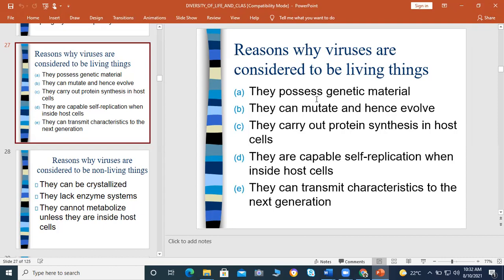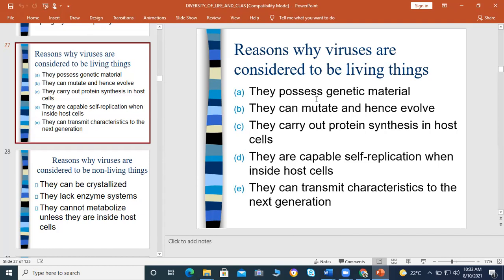You are hearing of the variants of coronavirus. We had the India variety, we have now the Delta, we have the South African. Within a short time, this coronavirus has mutated very rapidly. Number three, they can carry out protein synthesis in a host cell, and this is a characteristic of living organisms. And then they are also capable of self-replicating, but only when inside the host cell. And lastly, they can transmit characteristics to the next generation. That's why the genome of a virus can be transferred.